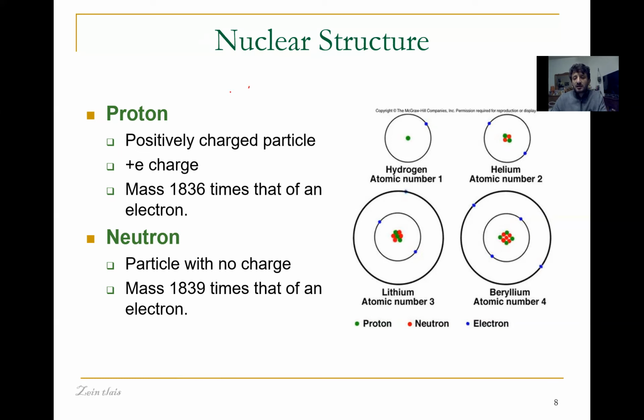Here I show many atoms. You have hydrogen. As you see, in hydrogen we have only one proton inside the nucleus. We don't have a neutron, and you have one electron outside. In the case of helium, we have two protons and two neutrons inside the nucleus, and you have two electrons traveling outside the nucleus, and so on.